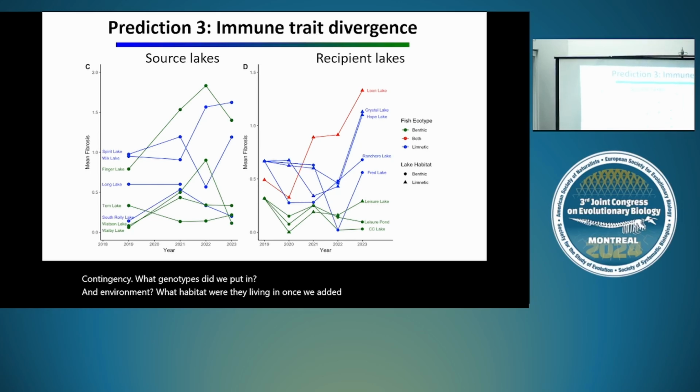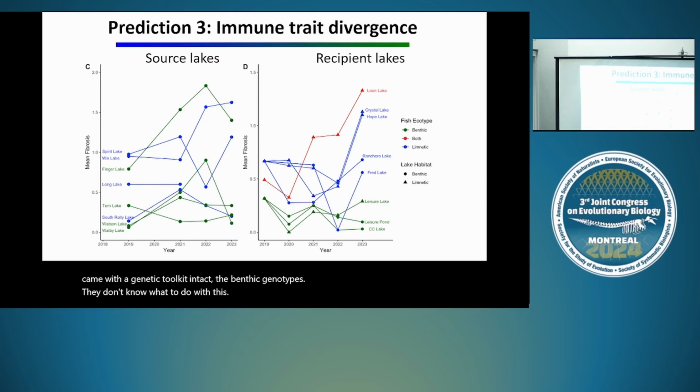So to orient you here, the blue lines are all lakes that received limnetic genotype founders, and they have consistently higher fibrosis than the lakes that received benthic genotype founders, which makes sense, because those limnetic genotypes are from lakes that encounter parasites a lot. They have a lot of tapeworms to begin with. They have to do fibrosis. They came with the genetic toolkit intact. The benthic genotypes, they don't know what to do with this.